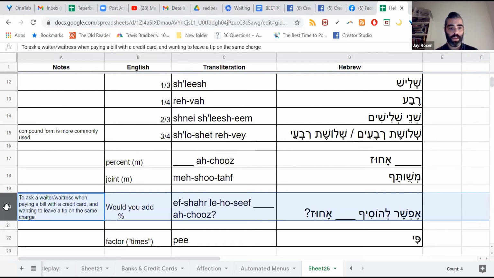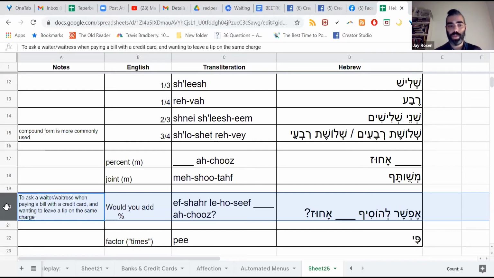Okay, so why did I pick the number 15 before? Exactly for this. Let's say I had really good service at a place and I want to add 15% to the bill of wherever it is I've just eaten out, whether with friends, whether I'm paying mishutaf together with someone, whether I'm just paying by myself. And then I would just give them the card and the bill back, and I would just say, אפשר להוסיף 15%.